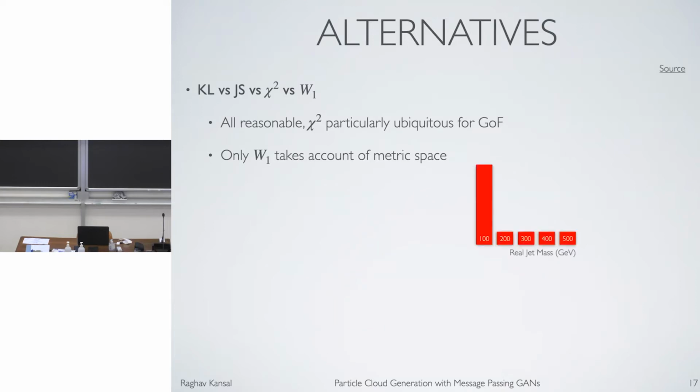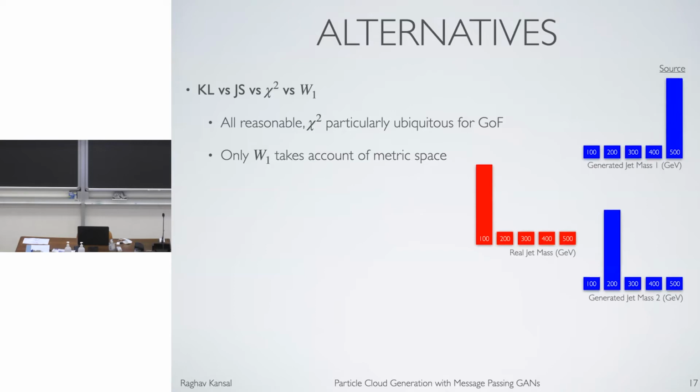So just a quick illustration: if we have this real distribution and we have two generative models producing this and something like this, the F-divergences will all give the same score, which is reasonable for a goodness of fit, because neither of these are getting it right. But for generative modeling, we would want to know that the second model is closer to the real distribution than the first.